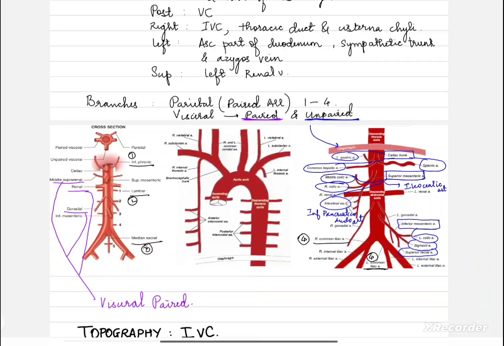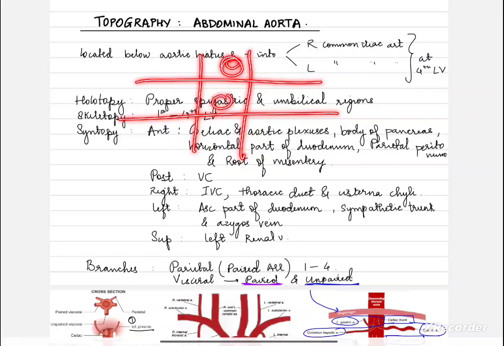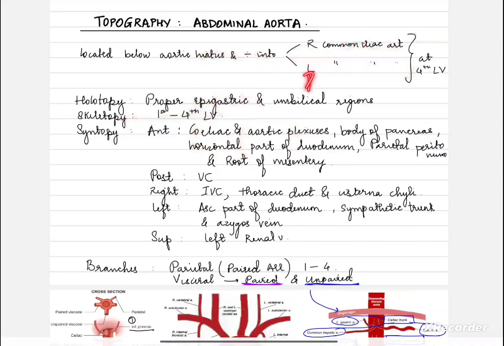Fine. So we will summarize the abdominal aorta. Abdominal aorta skeletotopy is L1 to L4. It is in the proper epigastric and umbilical region, L1 to L4. Now it gives branches which are parietal and visceral. Parietal are all paired. What are those? Inferior phrenic artery, lumbar artery, medial sacral and right and left common iliac artery.